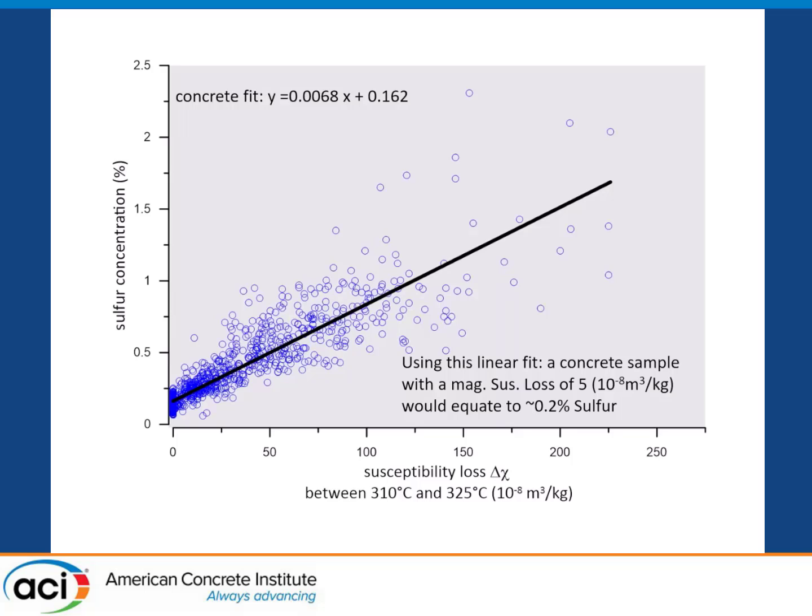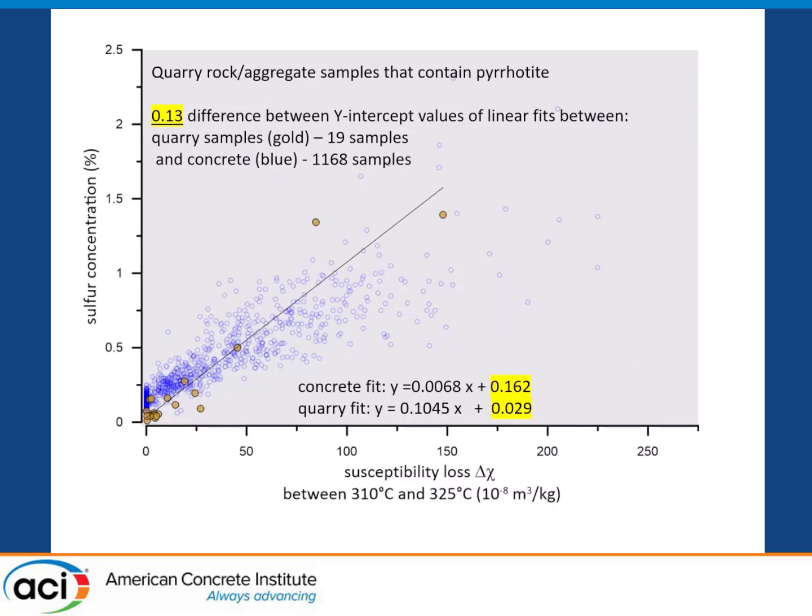But as was discussed in a previous talk, we need to somehow take out the cement fraction of sulfur as well. We can get a handle on this by looking at all the quarry rocks we've looked at. We've had the opportunity to look at about 19 quarry samples so far, which are plotted on the same set of axes here. The difference between the y-intercepts of the two linear fits, the concrete fit we just showed you and the quarry fit, is about 0.13. And I should mention, I should go back here for a second.